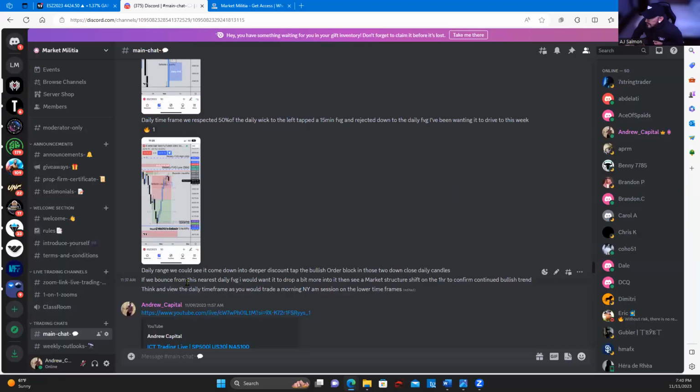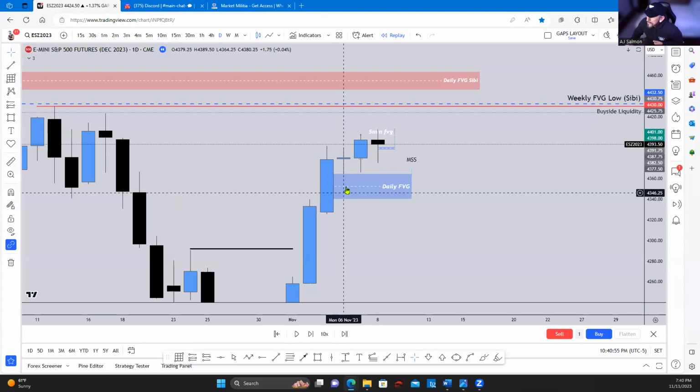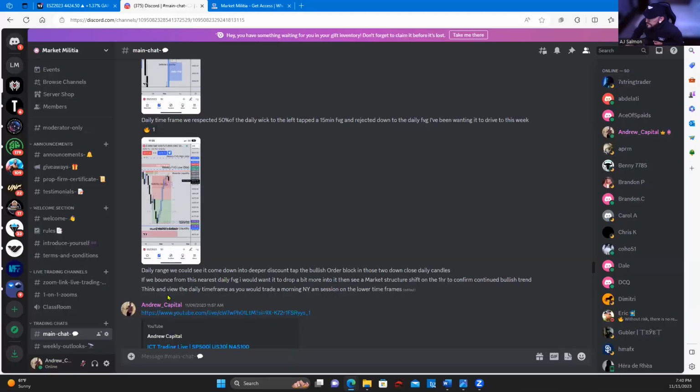But if we bounce from the nearest daily fair value gap, which is that first one in here, which is this one, okay? If we bounce from the nearest daily fair value gap, I would want it to drop a bit more into it and then see a market structure shift on the 1 hour, right? On the 1 hour to confirm continued bullish trend.